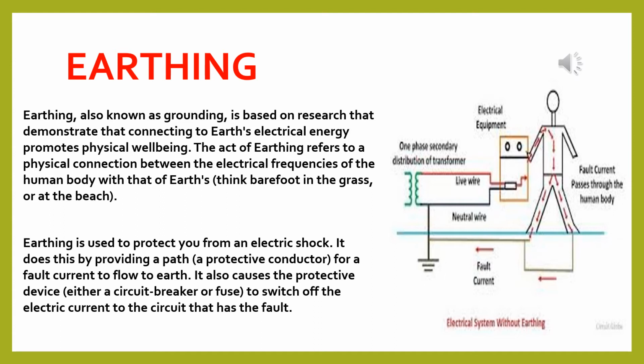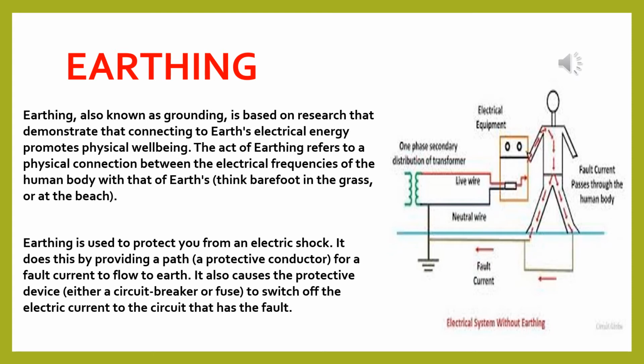It does this by providing a path, that is a protective conductor, for a fault current to flow to earth. It also causes the protective device, either a circuit breaker or fuse, to switch off the electric current to the circuit that has the fault. So the total system actually concludes into earthing.